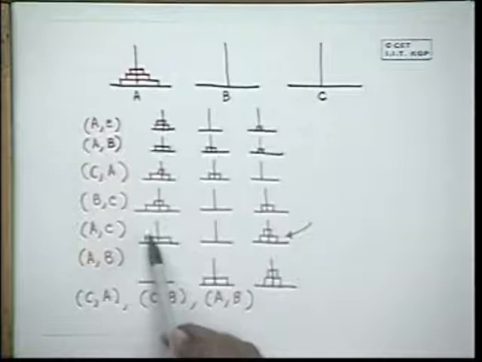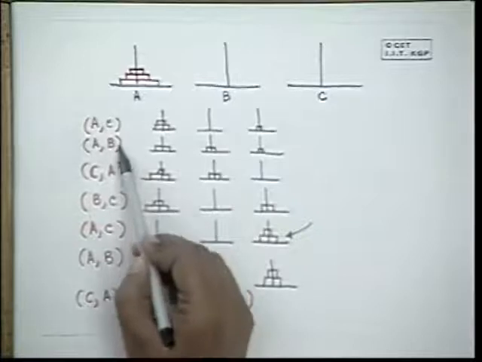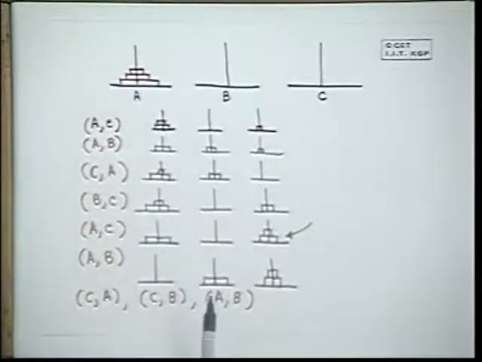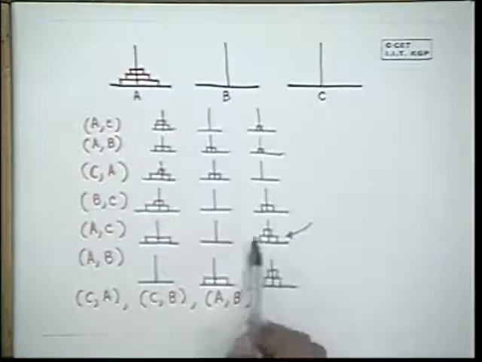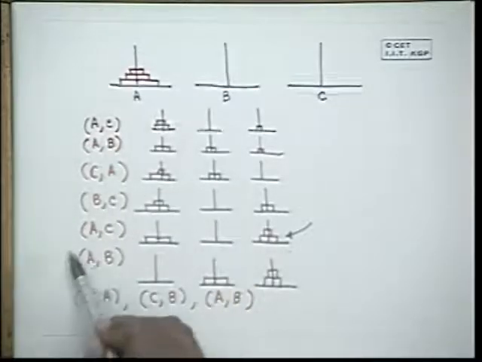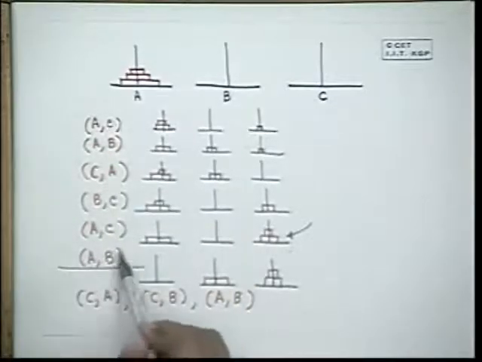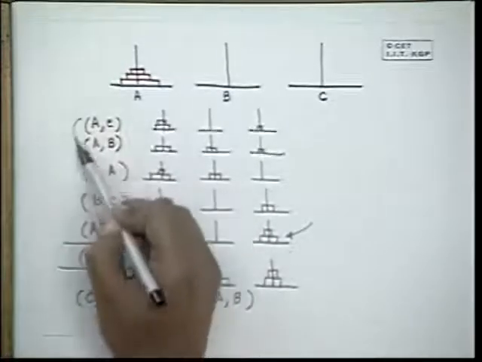That's all we have done. We have moved the top 2 disks here. Nothing else. And we required 1, 2, 3, 4, 5 steps. But to move 2 disks from one peg to another, we can easily do it in 3 steps. So we can revise and improve our solution up to here. These 5 steps that we have taken can be improved.